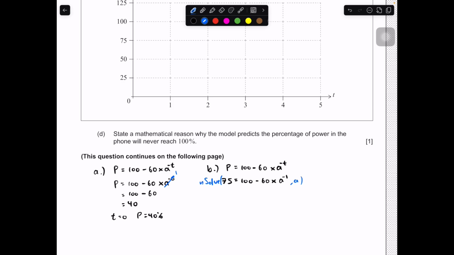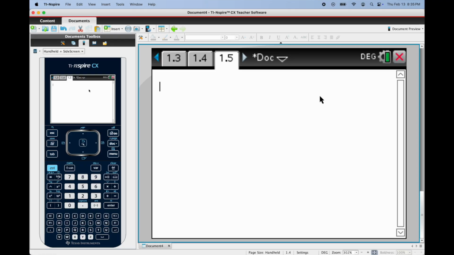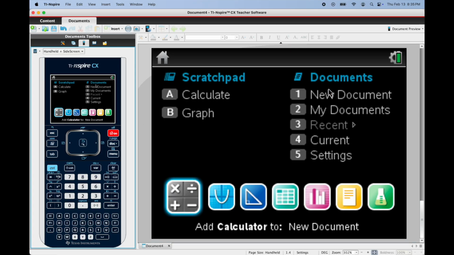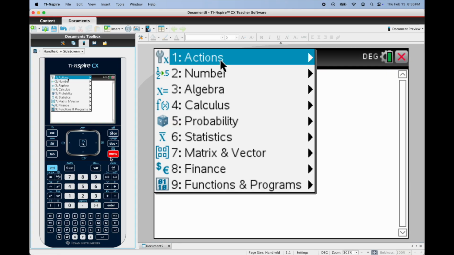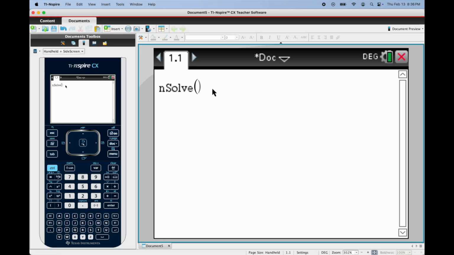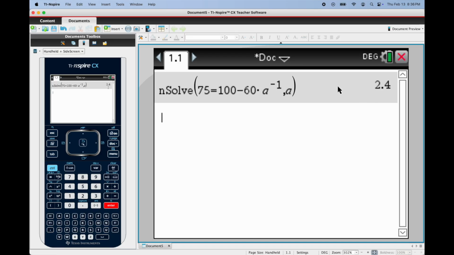Let's go to the calculator then. I'm going to clear our screen just because I should get a whole new document. It's getting a little cluttered. Here we go. Menu, algebra, numerical solve. 75 is equal to 100 minus 60 times a to the negative 1. And let's ask the calculator to solve for a. A is equal to 2.4.